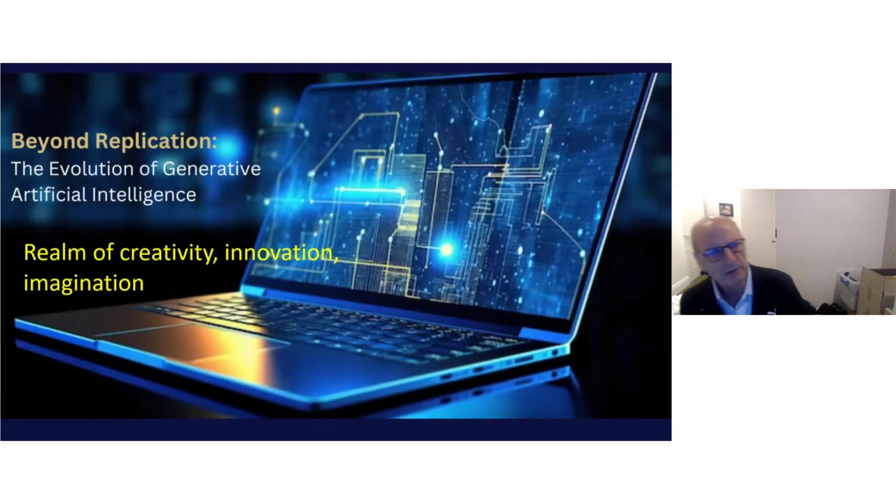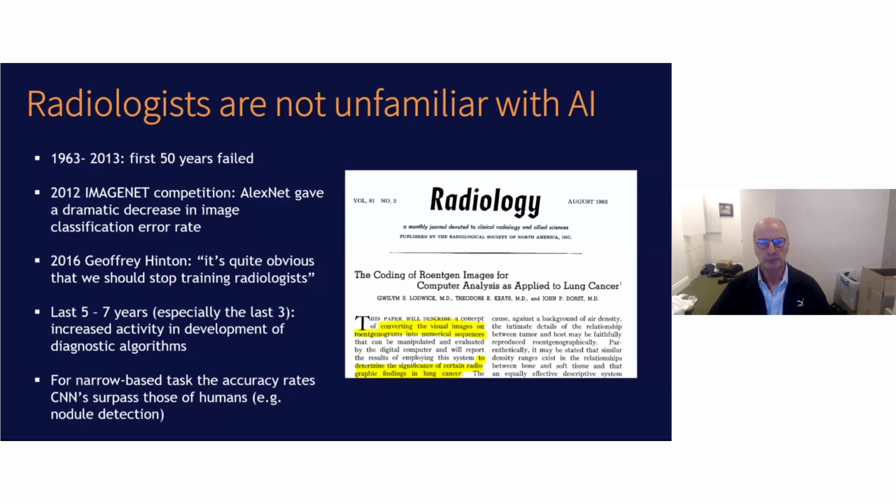So let's talk about generative AI. This is a way of getting AI, but it's more than simple algorithms. We now enter the realm of creativity, innovation, and imagination. Now, if you look at the history in radiology, we're not unfamiliar with AI. This paper, published in 1963, attempted to code findings of X-ray and ascribe numbers to them as an AI algorithm.